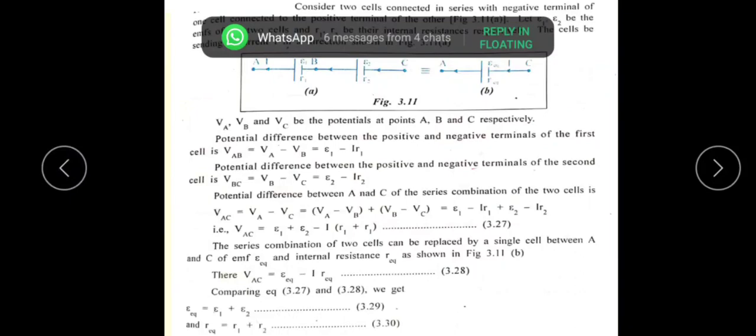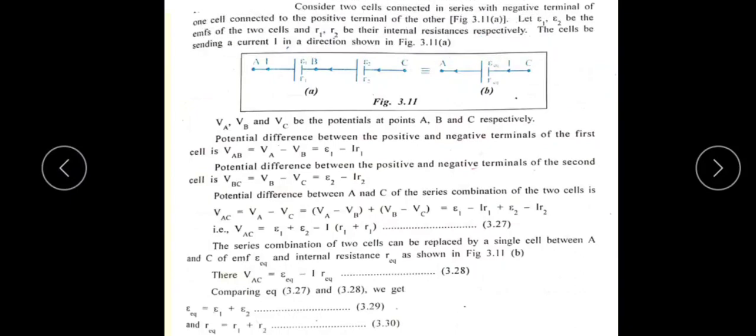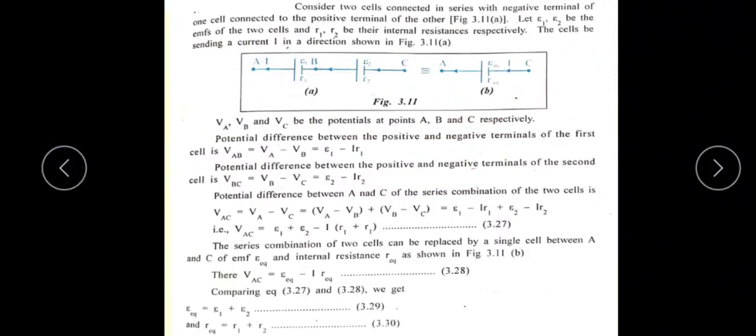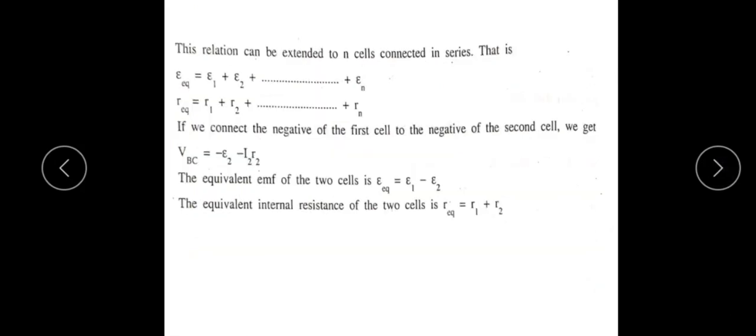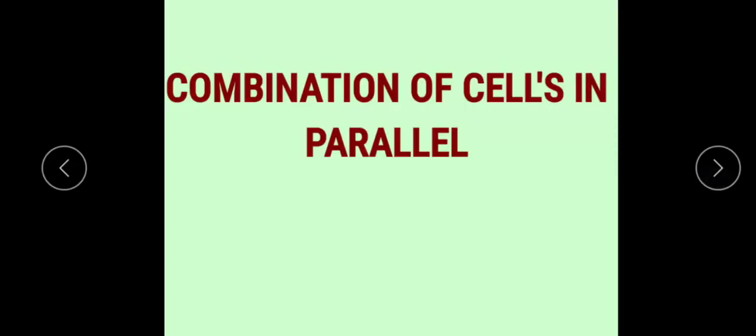See, this is the concept of when the cells are connected in series, then the value of EMF and internal resistance can be calculated like this. So next, if the question asks only for two cells connected in series, then these two equations are enough. If they ask for n cells, then the equation extends to this equation. The next concept is combination of cells connected in parallel.